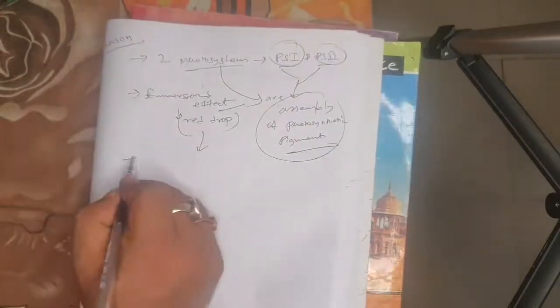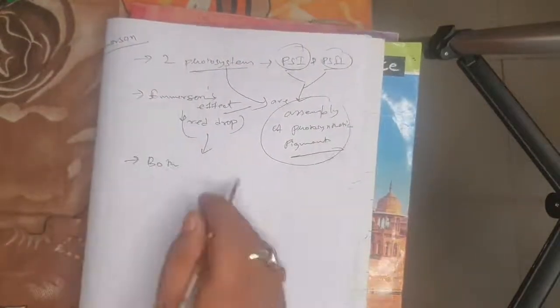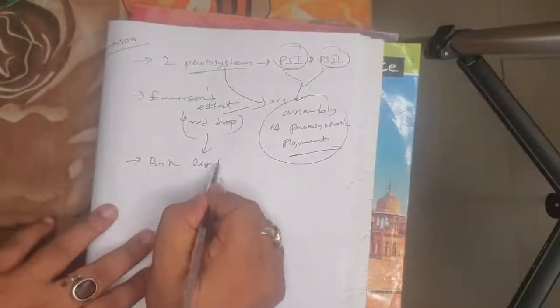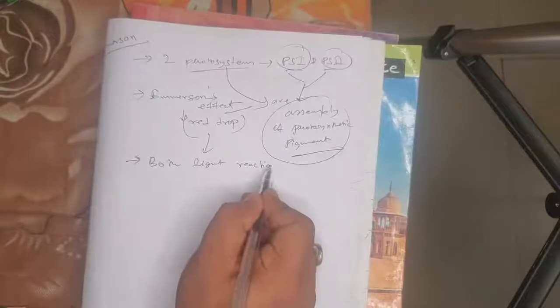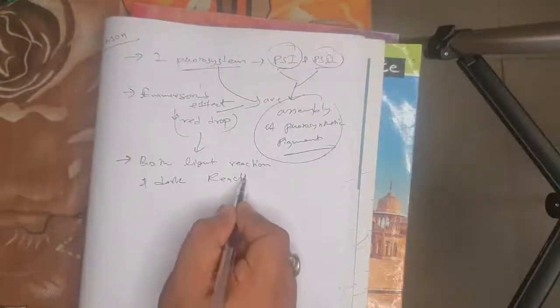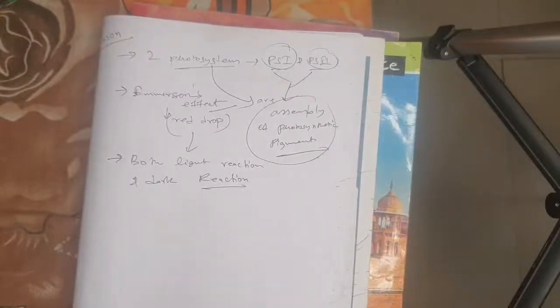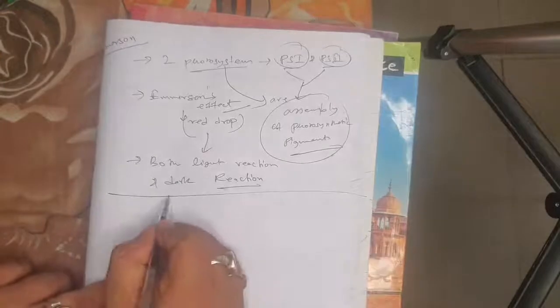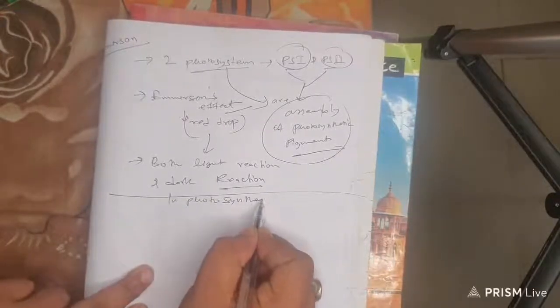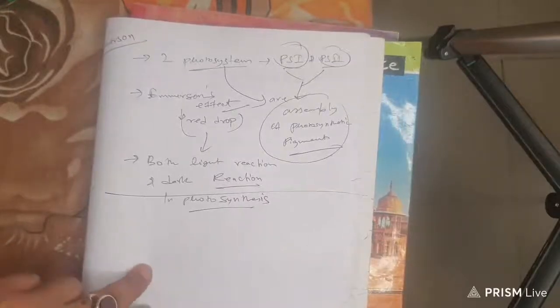Let's say that there exists both light reaction and dark reaction. There is existence of both light reaction and dark reaction in photosynthesis. So that is the thing.